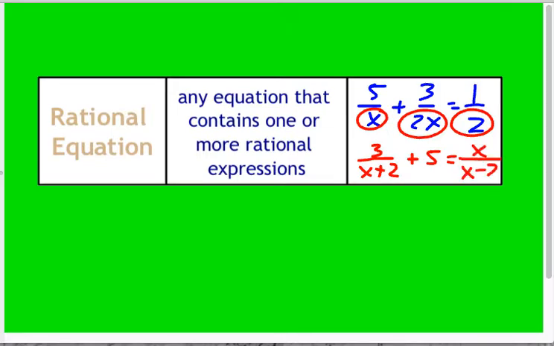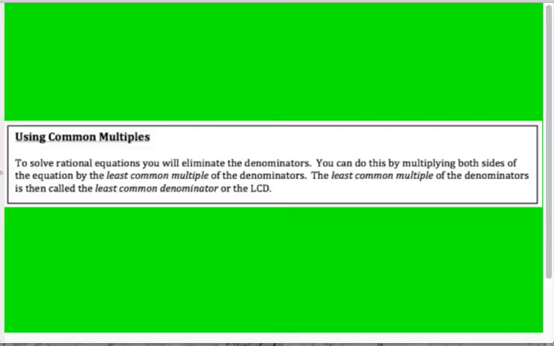Anyway, another example: 3 over x plus 2, we'll just say plus 5 equals x over x minus 2. The difference between these two equations, they're both rational equations, but here all my denominators are one term, or a monomial. Here we're working with two terms, so we might get into some factoring in order to get a least common denominator, just like we did two sections ago when adding and subtracting rational expressions.